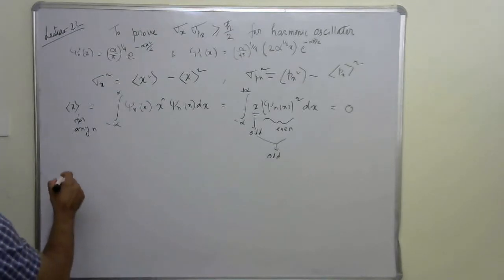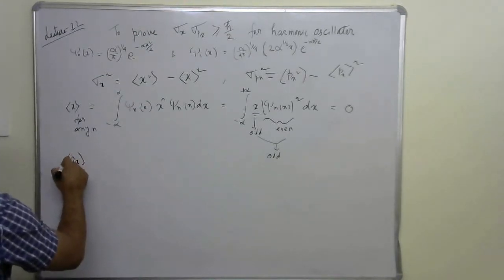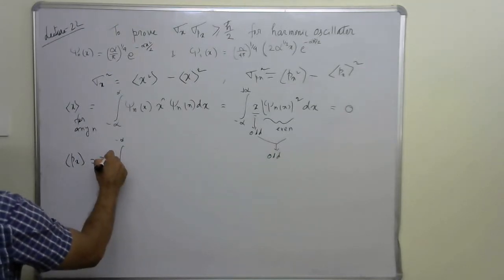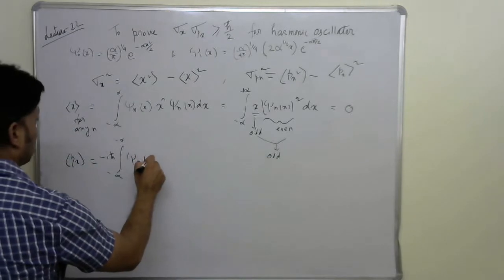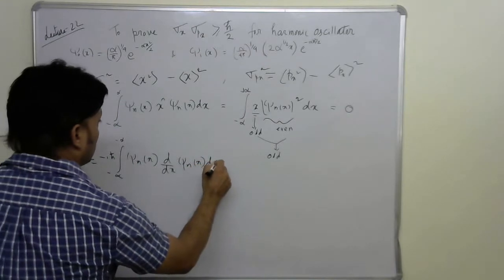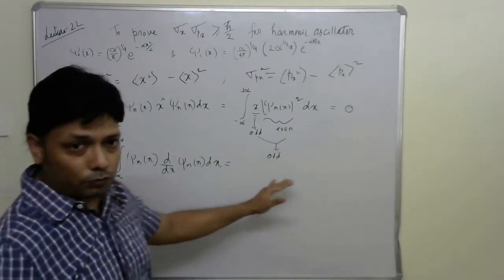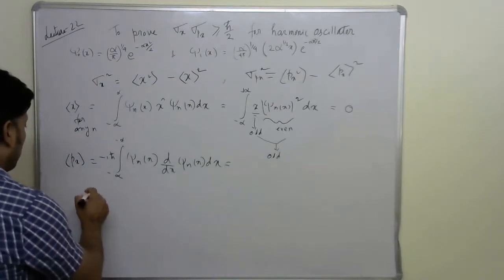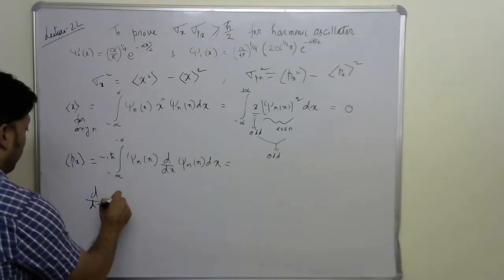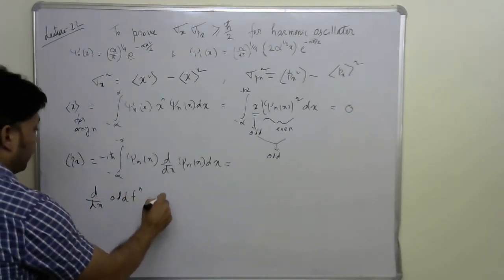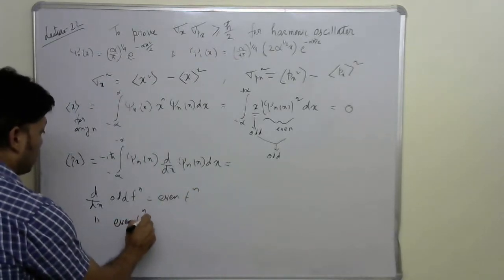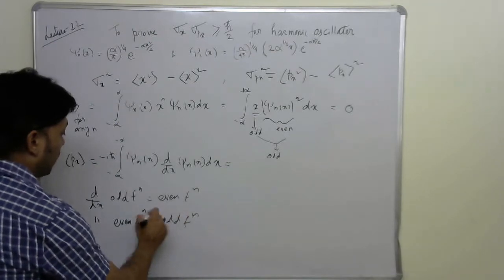Similarly, the average of px is the integral from minus infinity to plus infinity of psi n x, then minus i h cross, then d/dx of psi n x, dx. So that we need to figure out. Before we proceed further, we must appreciate the fact that d/dx of any odd function is an even function, and vice versa. So d/dx of any even function is an odd function. So what happens here?